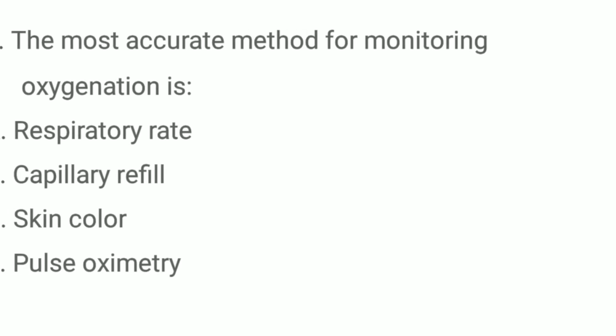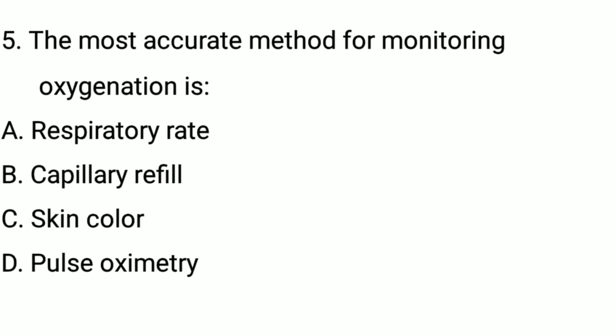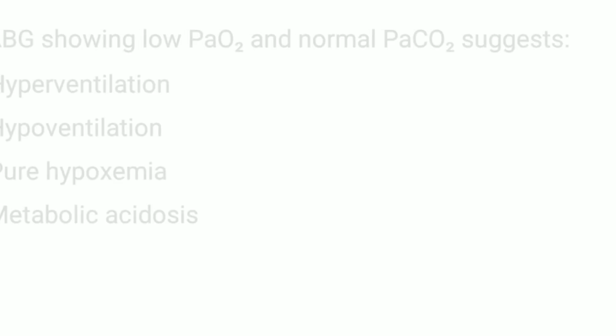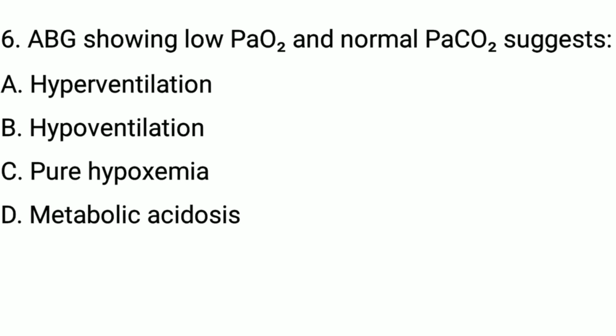Question number 5. The most accurate method for monitoring oxygenation is. The right option is option D, pulse oximetry. Question number 6. ABG showing low PaO2 and normal PaCO2 suggests. The right option is option C, pure hypoxemia.